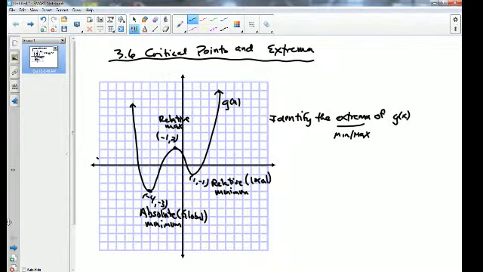Is there an absolute maximum? No. So we won't even address that. There's no absolute maximum because these go on forever, right? End behavior goes to infinity. So no absolute maximum. Okay, those are the min-max buzzwords.